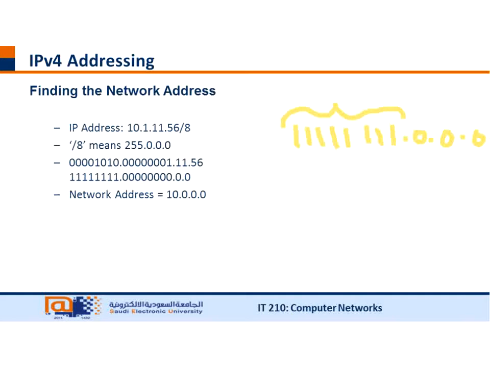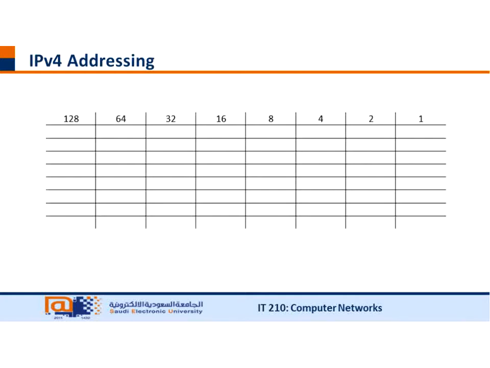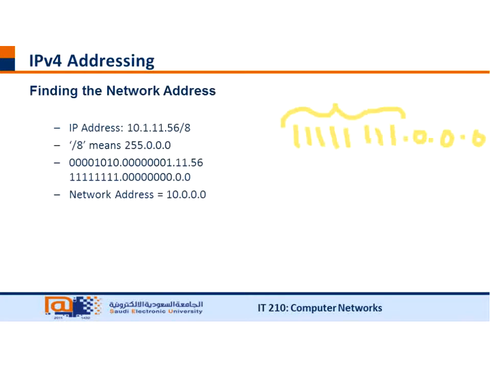Now convert it into decimal. Just now I have shown you this table. It will be better if you remember this: 1, 2, 4, 8, 16, 32, 64, and 128. Now add them up: 128 plus 64 plus 32 plus 16 plus 8 plus 4 plus 2 plus 1. You will get 255. So now we have 255 over here. Instead of binary, we will have a decimal value, 255.0.0.0. So this is the same.